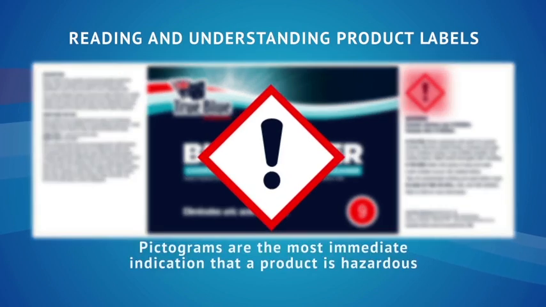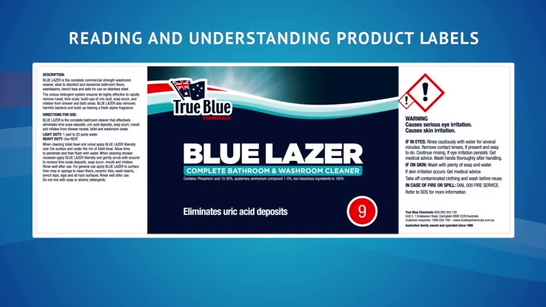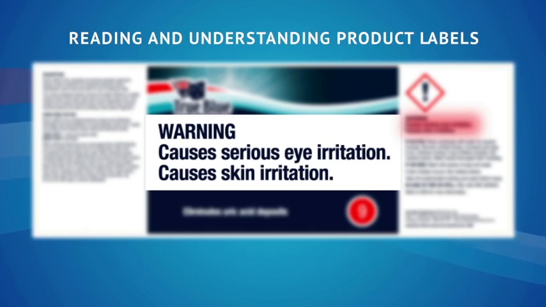Pictograms will be the most immediate indication that a product is hazardous. Under GHS, there are 9 different pictograms representing different hazards. The text below the pictogram will tell you what hazards are depicted. Over time, you will become very familiar with the most common hazard pictograms, and the meanings of those pictograms will come naturally.